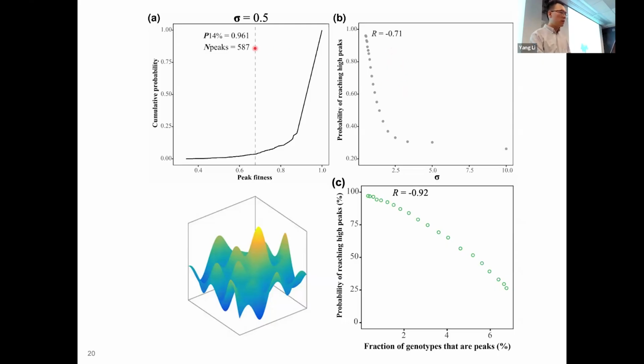And you will find that when the delta increases, the number of peaks also increases. So the number of peaks matters. So we calculate the frequency of genotypes that are peaks. We are using the number of peaks divided by the whole variance of the landscape. So the probability decreases a lot as the number of peaks increases.